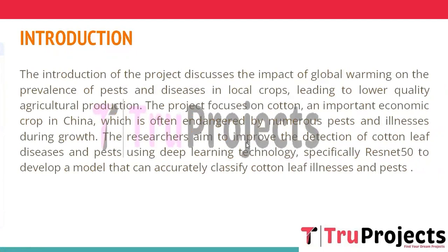The study specifically centers on cotton, a vital economic crop which frequently faces threats from various pests and diseases during its growth. The main objective is to enhance the detection of cotton leaf disease and pests through the application of deep learning technology, specifically the ResNet 50 model. By leveraging it, the project aims to create a powerful model capable of accurately classifying cotton leaf illness.